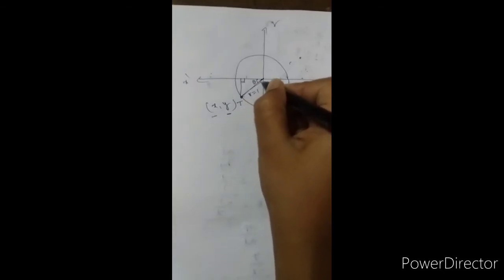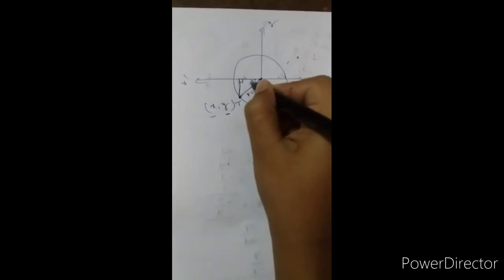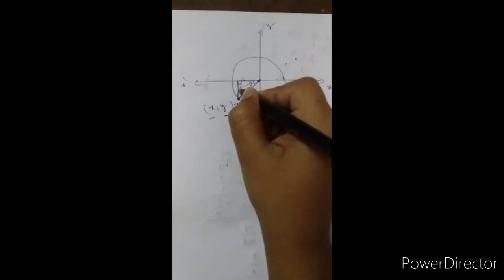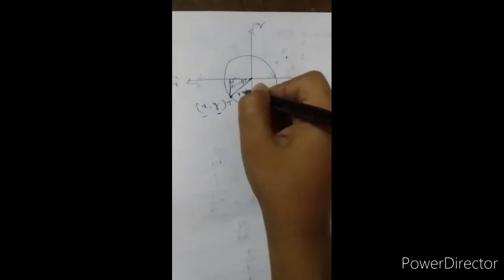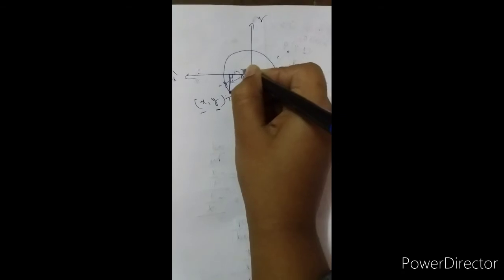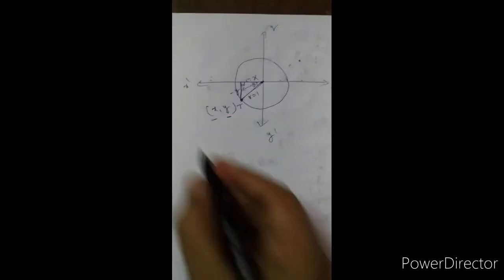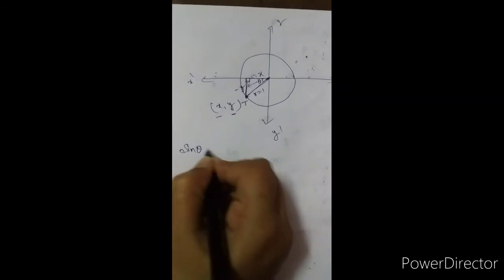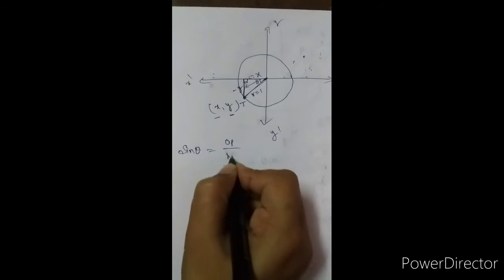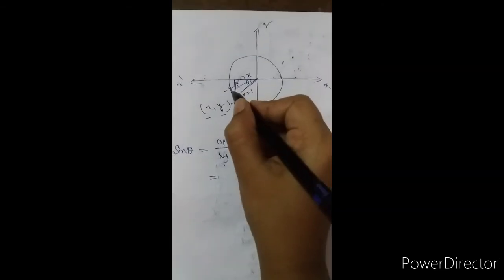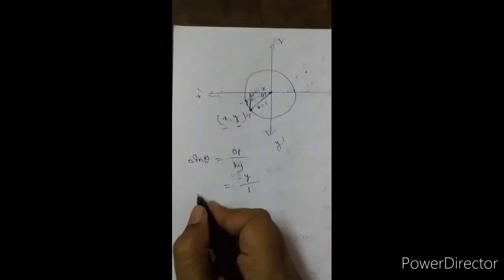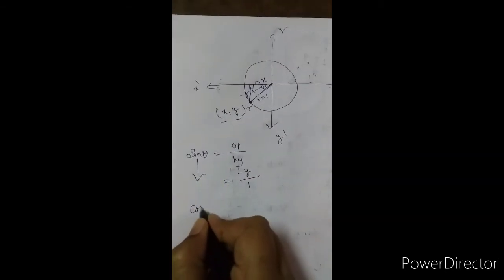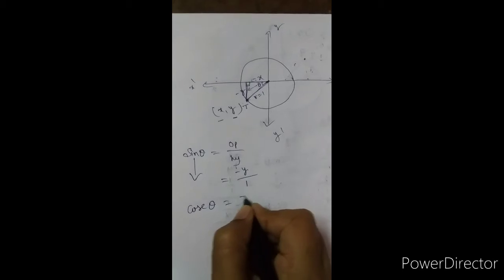So this is the triangle. So this will be the opposite side, this will be the adjacent side, and this is the hypotenuse. It will be minus y and it will be minus x. So sine theta is equal to opposite side by hypotenuse. So what is the opposite side? Minus y. Hypotenuse is r, which is equal to 1, and its reciprocal cosec theta is equal to minus 1 by y.